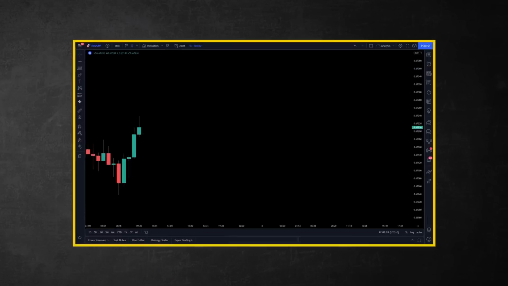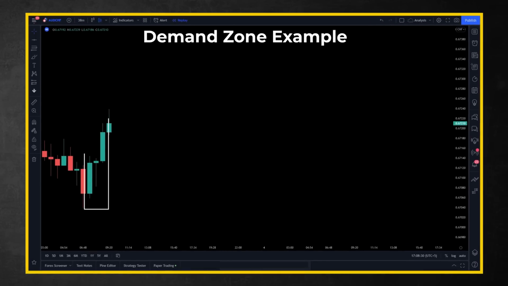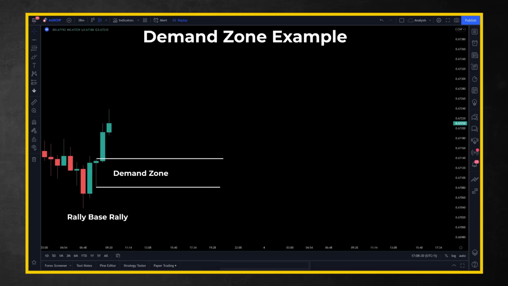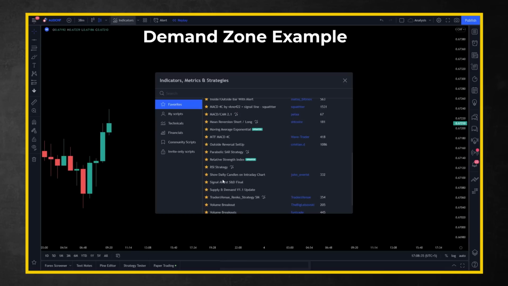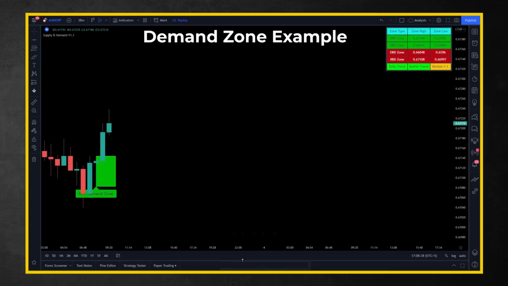So here on the charts, we can see the formation of this rally base rally demand zone, and as we discussed earlier, we can draw the zone at highs and lows of these base candles. This is how we can manually detect the zones. The second way is we can just use the supply and demand indicator. So when I go to the charts and apply the indicator to the charts, here we can see that it starts to show the supply and demand zones.